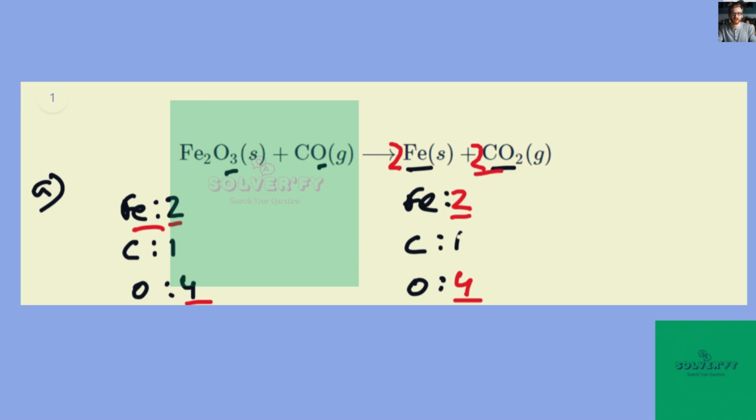Now we have 2 carbon on the product side, but we have 1 carbon on the reactant side. That means we have to place a 2 here to have 2 carbon on the reactant side also. But again, we have changed the number of oxygen on the reactant side. Now we have 3 plus 2, that means 5 oxygen on the reactant side.